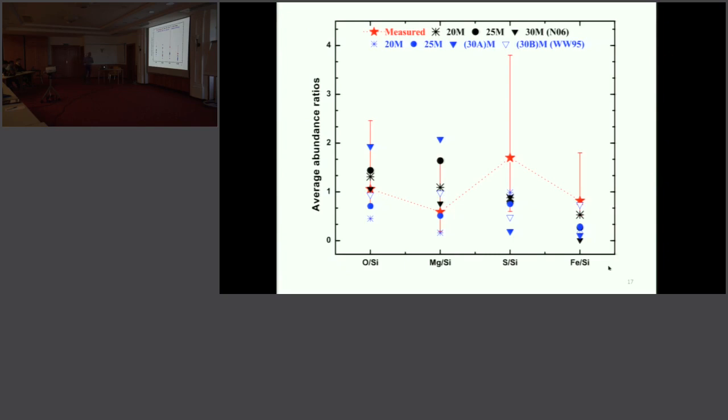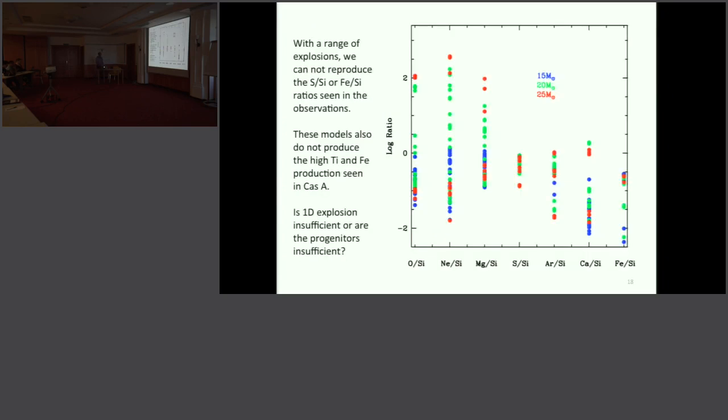Or we're missing something in the models, and that's what we need to understand. So I took my grid of models, where I had a much bigger grid, and I tried to produce the same result. And if anything, for the three progenitors I use, even with this wide range, the values were around one. So again, it fits well for the oxygen to silicon. I did a couple others. Magnesium to silicon fit fairly well. But I am coming nowhere close to making the sulfur that's needed to explain the observations.